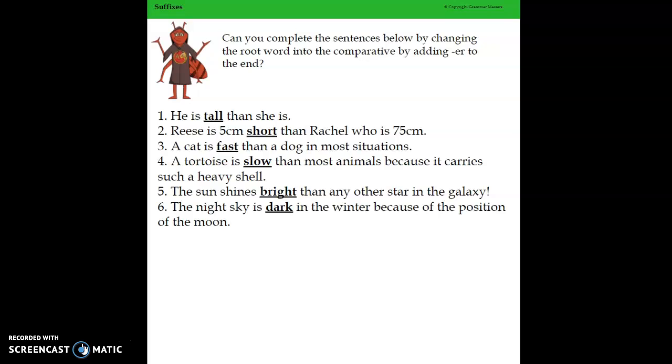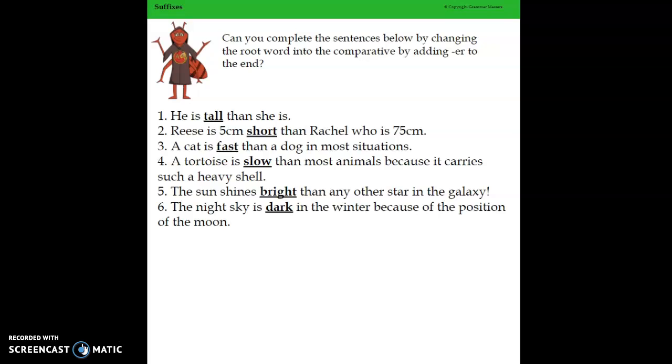Okay, so you can see the other sentences there. I will read them out very quickly for you, and then you need to change the word that is underlined by adding the suffix. So Reese is 5 centimeters short than Rachel, who is 75 centimeters. You need to change the word short. A cat is fast than a dog in most situations. So we're comparing the cat and the dog. You need to change the word fast.